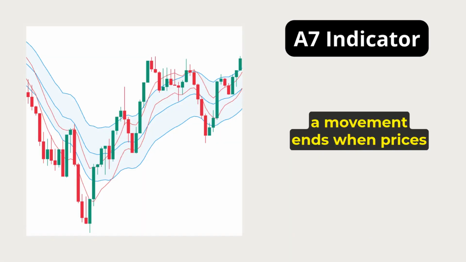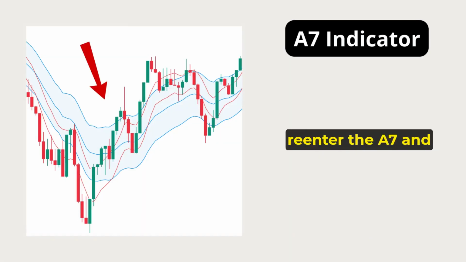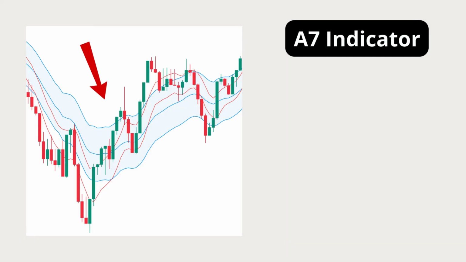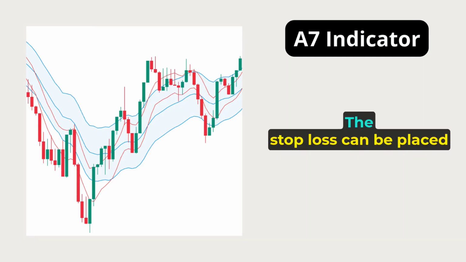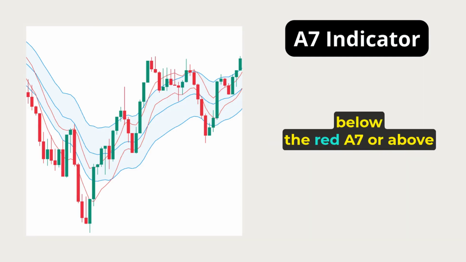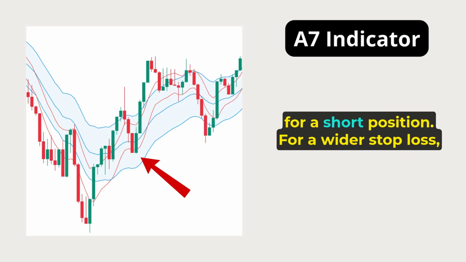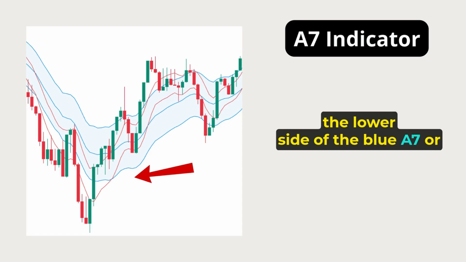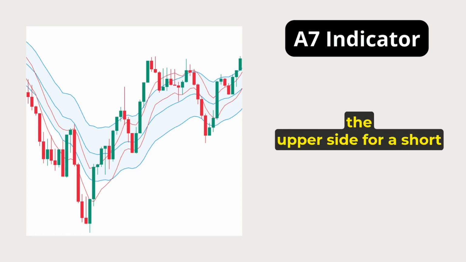Conversely, a movement ends when prices re-enter the A7 and then cross it. The stop loss can be placed below the red A7 or above for a short position. For a wider stop loss, the lower side of the blue A7 or the upper side for a short position can be used.